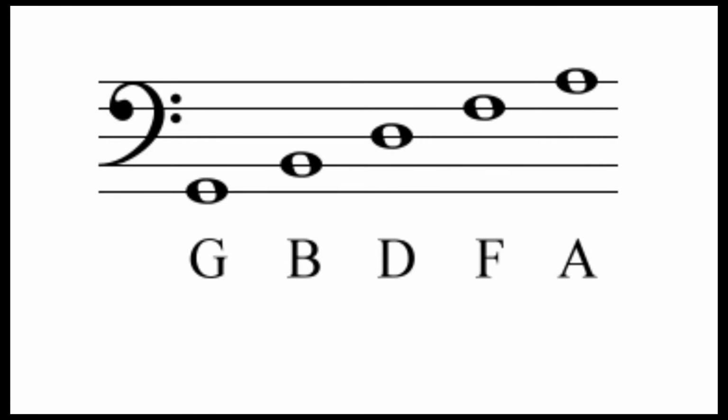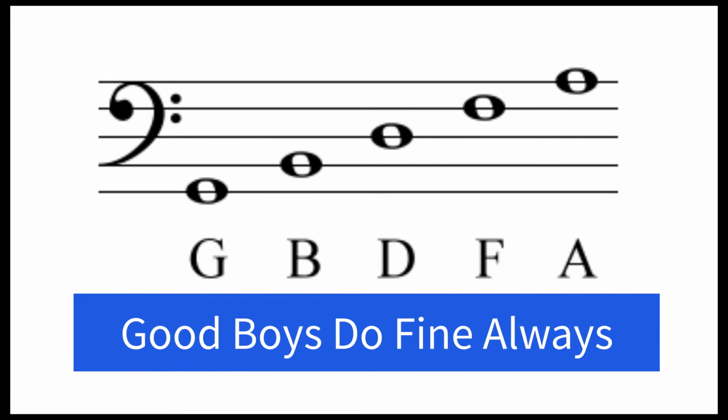Bass clef line notes. How are the lines of the bass clef named? The 5 lines of the bass clef from bottom to top represent the notes G, B, D, F, A. To make G, B, D, F, A easier to remember, certain word cues are often used. They include the popular "Good boys do fine always."